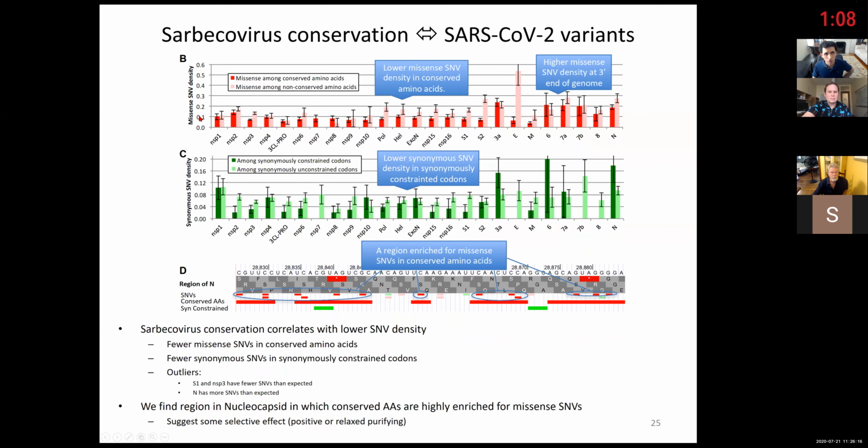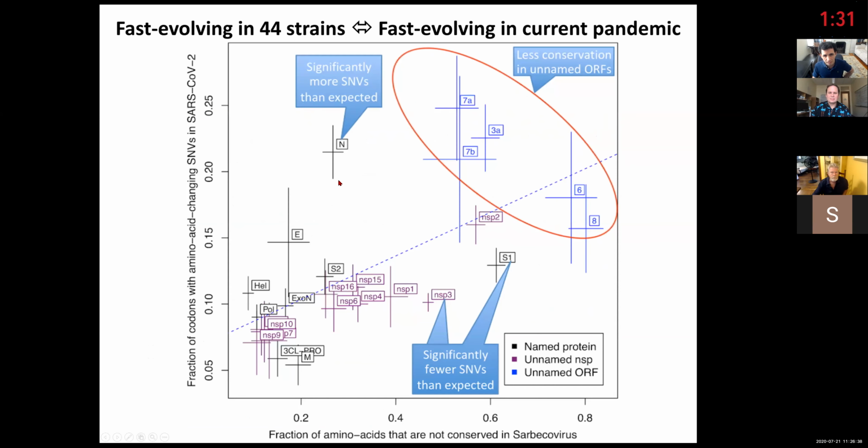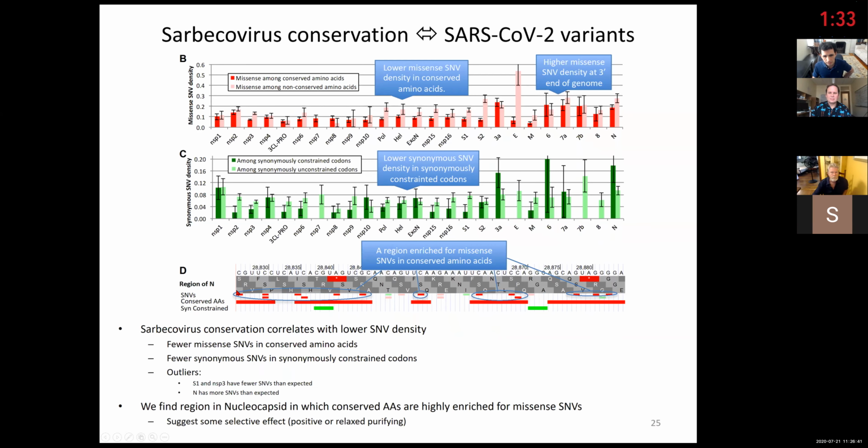At the level of individual nucleotides, you see a lot of agreement between sarbecovirus conservation and SARS-CoV-2 variants, with lower missense density of nucleotide variants in conserved amino acids, higher missense density at the 3' end of the genome, and lower synonymous changes in synonymous constrained regions. And as I mentioned earlier, nucleocapsid is very fast evolving in the current pandemic, and you see indeed an island of many amino acid changing variants within deeply conserved amino acids.